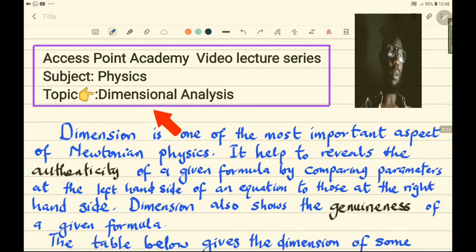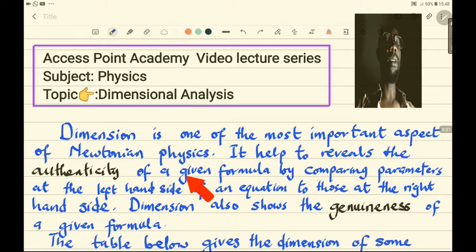Today we want to unravel dimension analysis. Dimension is one of the most important aspects of Newtonian physics, physics that has to do with the scientist Sir Isaac Newton.